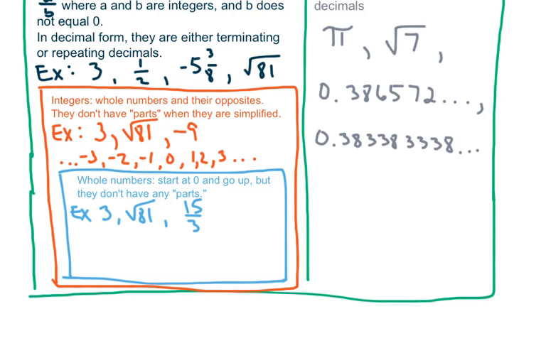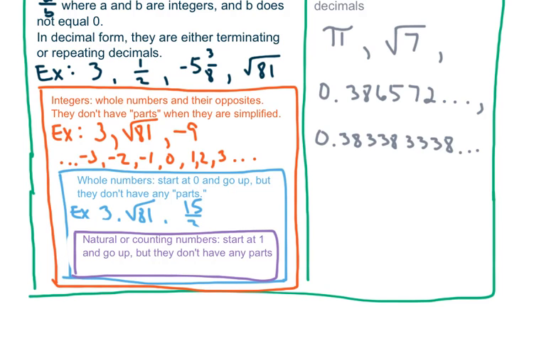Let's move on to the last set of numbers that we have, and these are called natural numbers. They're also called counting numbers. Natural or counting numbers are numbers that start at 1 and go up, but they don't have any parts either. So if you notice the difference between whole numbers and natural numbers, the only number that is a whole number that is not a natural number is the number 0. So all other whole numbers other than 0 are called natural numbers.